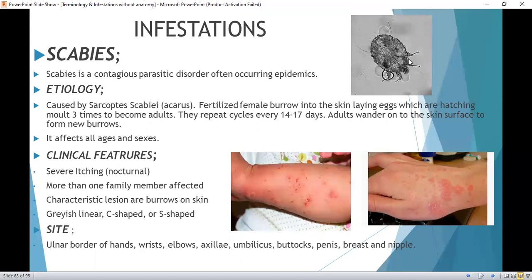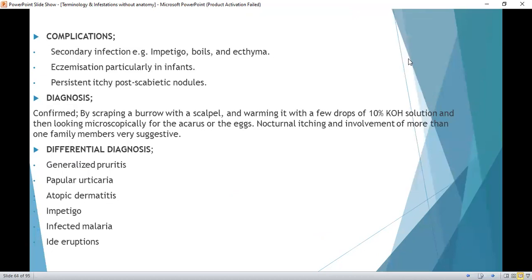Clinical features: severe nocturnal itching, more than one family member is affected. Characteristic lesions are burrows on the skin, grayish linear C-shaped or S-shaped lesions. Usually the ulnar border of hands, wrists, elbows, axillae, umbilicus, buttocks, penis, breast, and nipples are the common sites. Complications: secondary infection, obviously, like impetigo, boils, ecthyma, eczematization, particularly in infants, persistent itchy post-scabetic nodules, especially in adult males and boys on the scrotal area.